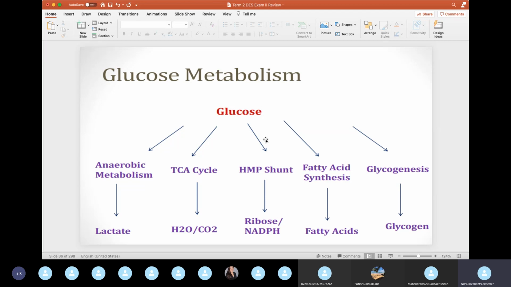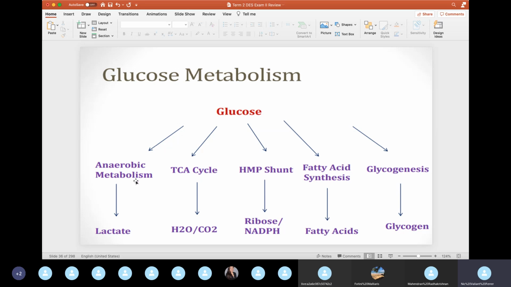So for today, we're going to talk about part 2 of our exam 2 review, specifically biochemistry, right? So first, we need to know what happens to glucose. Glucose is very important, right? It gives us energy. It gives us ATP. So glucose can be metabolized into different pathways.